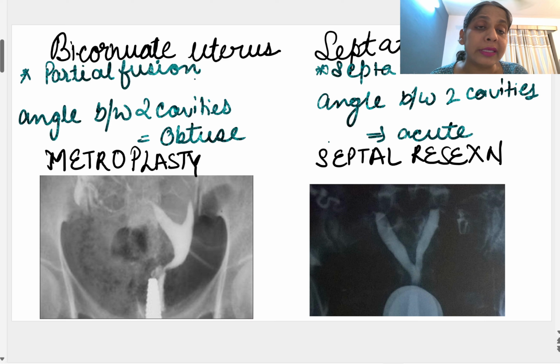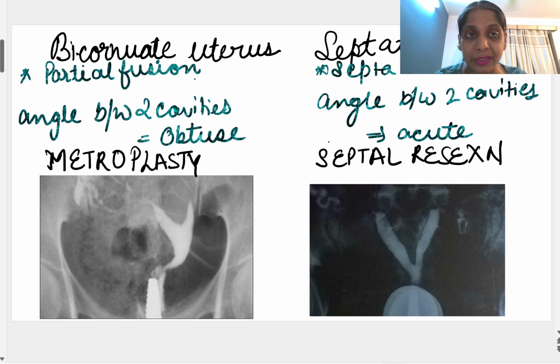And what if the septa which I told you, after fusion the septa is left behind, that septa didn't resolve? If that septa didn't resolve, then again there will be one upper two-third vagina, there will be one cervix, but again the uterus will be divided into two cavities. Okay, so you can see that in bicornuate uterus and in septate uterus, both of them will have two uterine cavities, so their HSG will be somewhat similar, right?